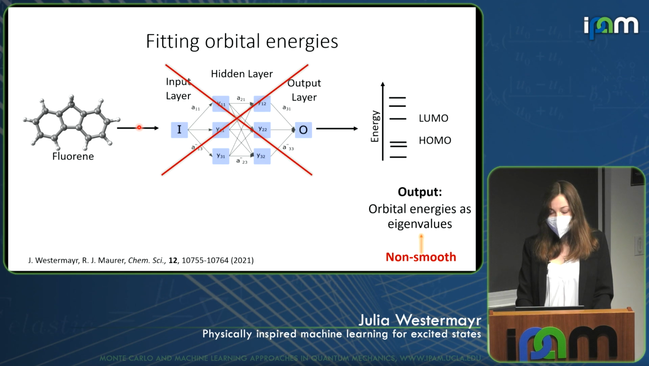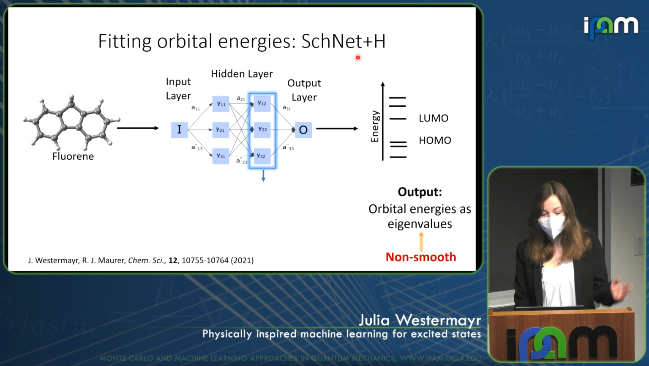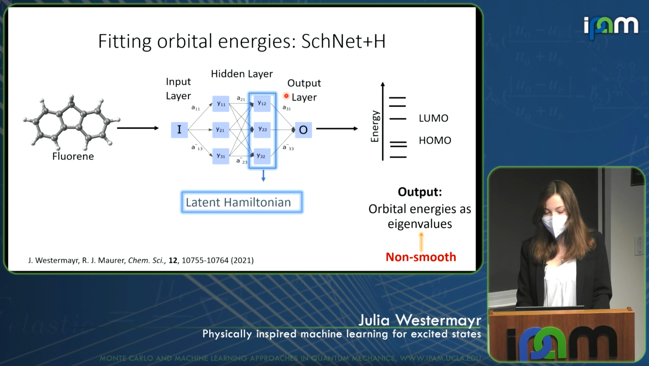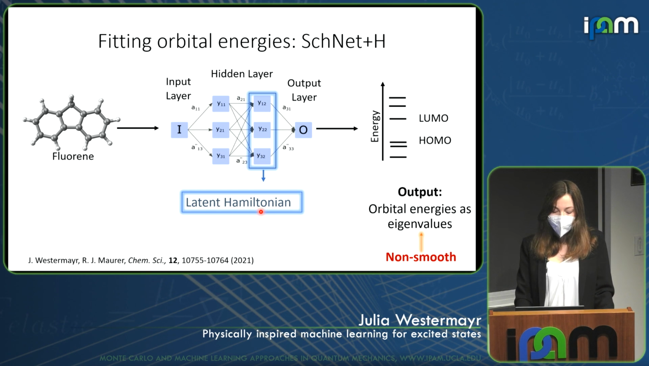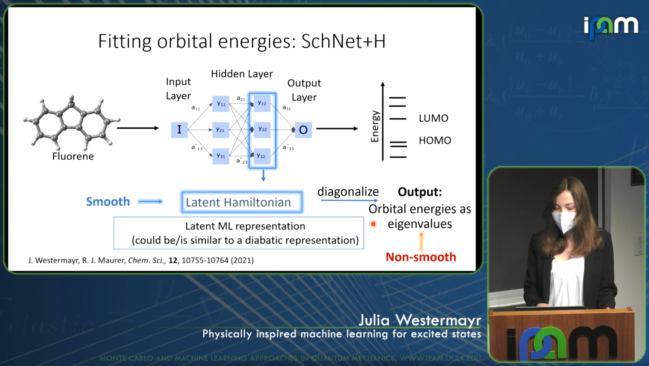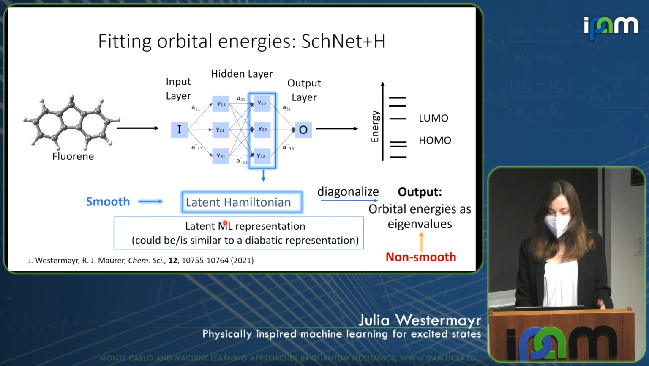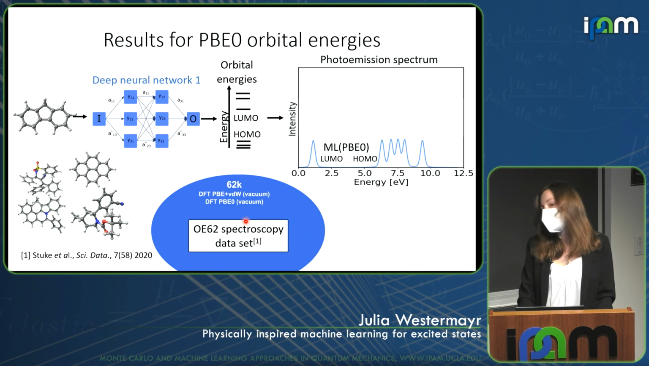And what we did was we adapted the SchNet model and named it SchNet plus H, where H stands for latent Hamiltonian. So we adapted the last layer of the network such that it matched the latent Hamiltonian. And this latent Hamiltonian could be seen as a machine learning basis for orbital energies. So it is symmetric, but not really physical. But if we diagonalize it, we have eigenvalues, and the eigenvalues we can match to the orbital energies. And in this way, we outsource the problem of non-smoothness of the eigenvalues to get something that is smooth. So this approach then finally worked, and we wanted to use it.